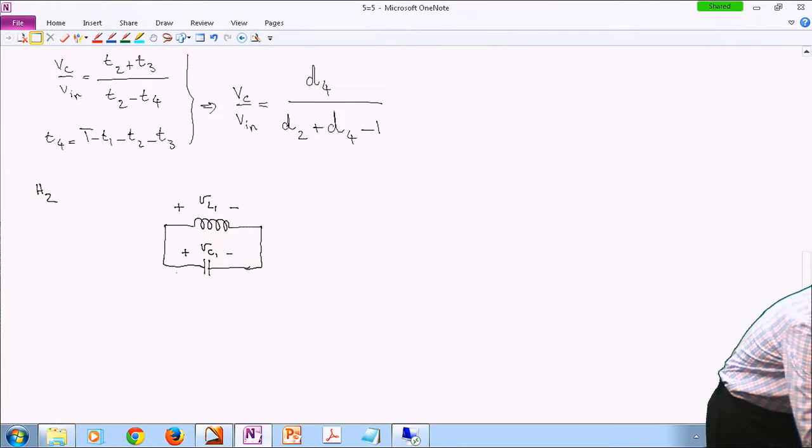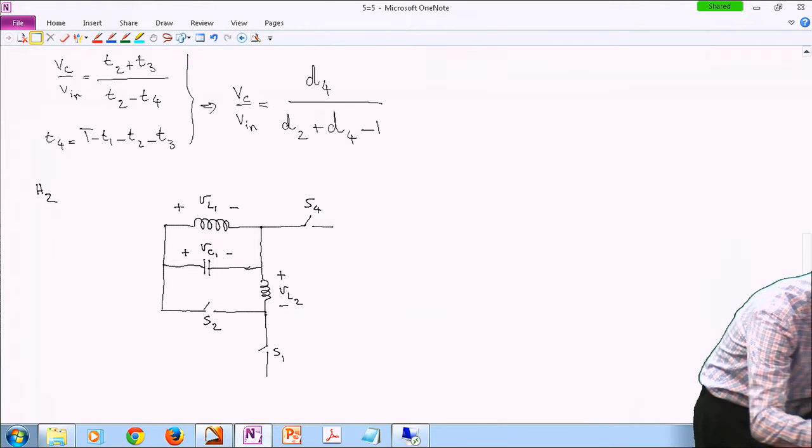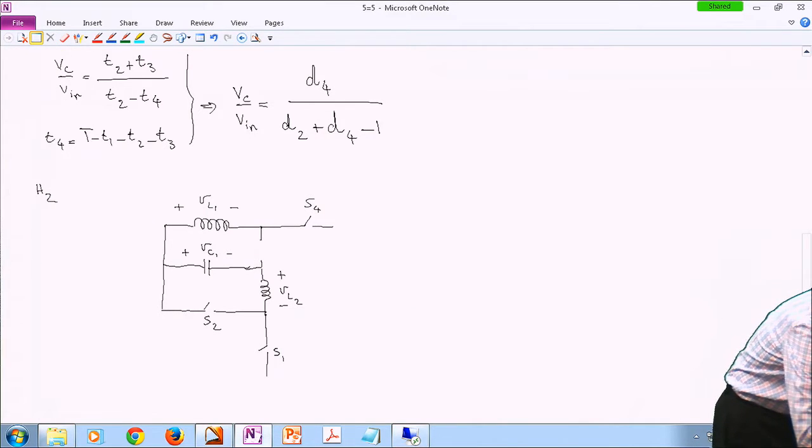Then we have a switch here, which complements this switch. So this is S2 complementing S1. And in between there is an inductor. And then there is this S4, which is another switch basically, which complements S3.